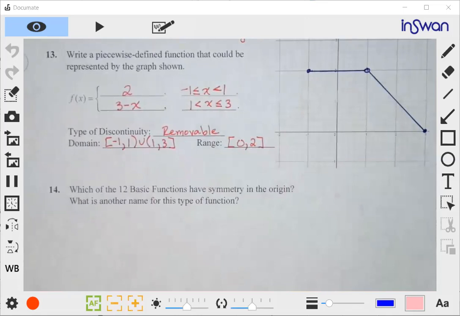Okay, so that's getting a piecewise function from a graph.